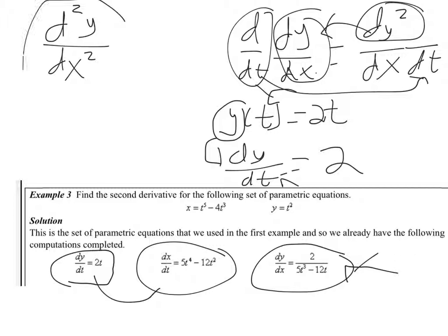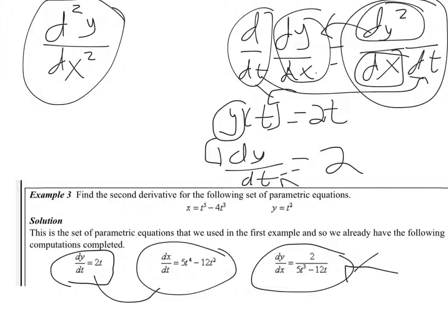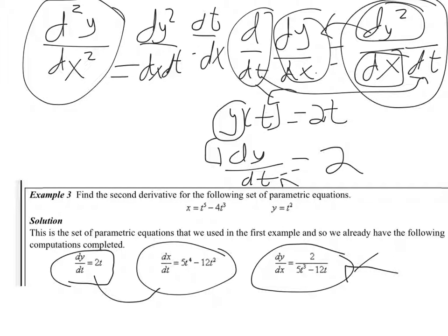But the thing is, we're looking for d squared y over dx squared. And right now, we're missing another dx. See, we have a dx in the denominator, and we need a dx squared in the denominator. So how do you get that? Well, you can take what we got, which is d squared y over dx dt, and what we've got to do here is multiply by dt over dx, right?